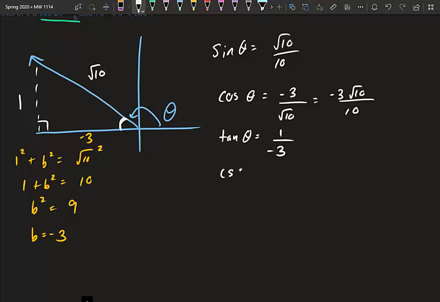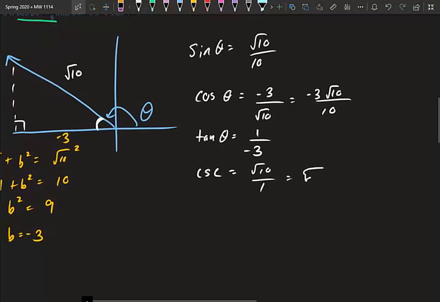Now we need to find cosecant. So remember, cosecant is the reciprocal of sine. So if we're talking about sine, the original sine was 1 over square root of 10. So we just flip it. So we have square root of 10 over 1, which is just square root of 10.